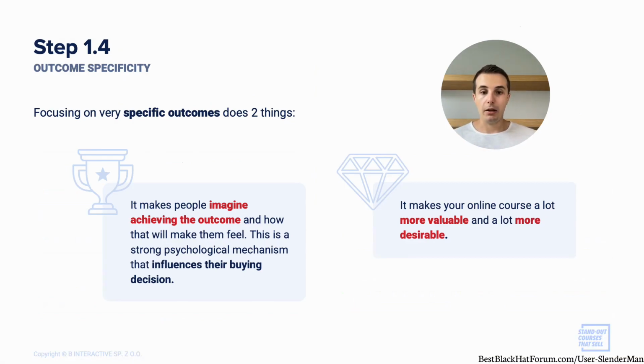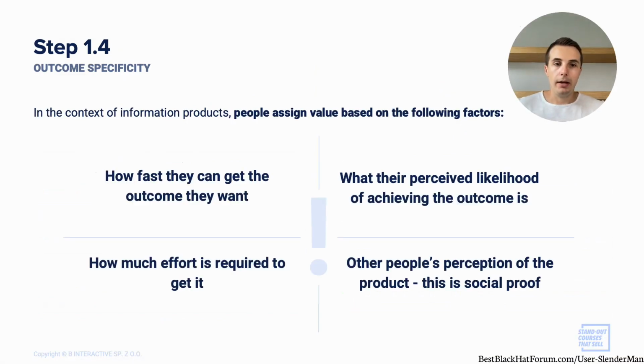So this psychological mechanism influences your target customers' buying decisions. So again, have a think and consider what are some of the specific outcomes that you can deliver with your course. And in the context of information products, how people assign value, and at the end of the day what products they're going to purchase, is going to be influenced by how quickly they can get the outcome that they want. So if you were able to give people an instant solution to a problem they have, that would be infinitely valuable for them.